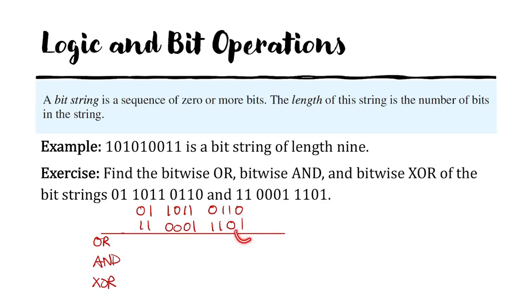If you look at it here, 1 0, you have at least one 1, so the answer is 1. You have 1 0, that will give you 1. 1 1 will give you 1. 0 1 will give you 1. 1 1 again will give you 1. 1 0 will give you 1. 0 0, which means they are both false, so you'll get 0. So for the OR operation, the only time you will get 0 is when they are both 0. If you have at least one 1, the result will be 1.